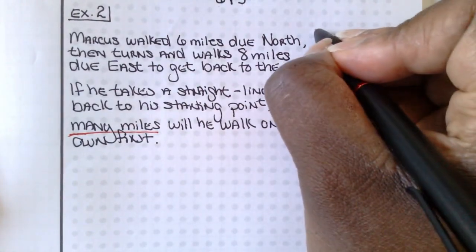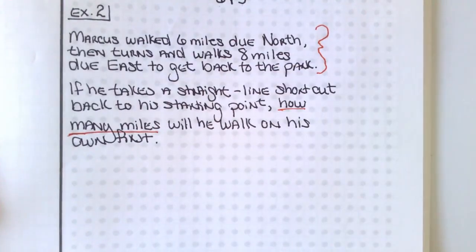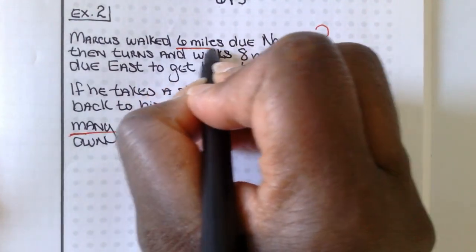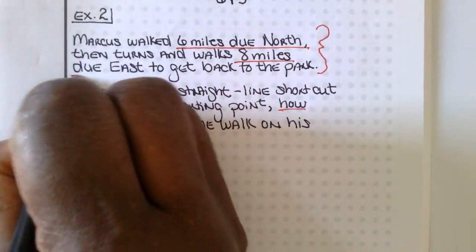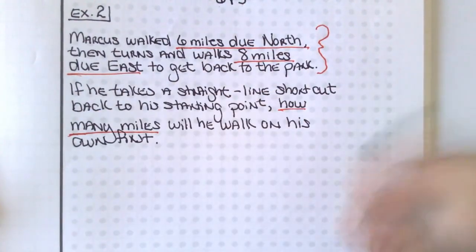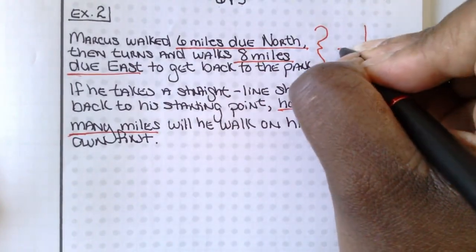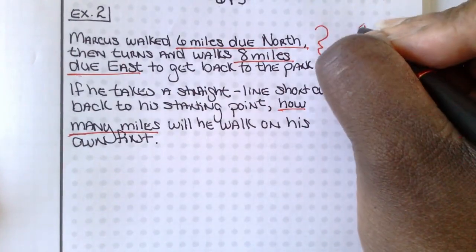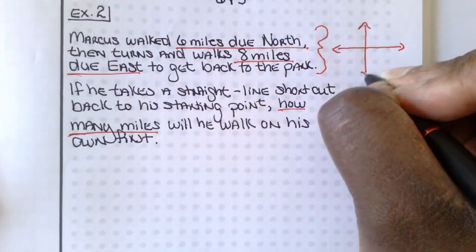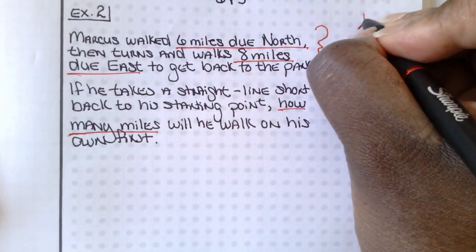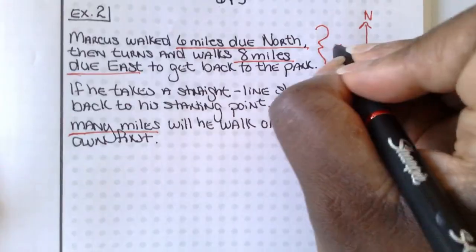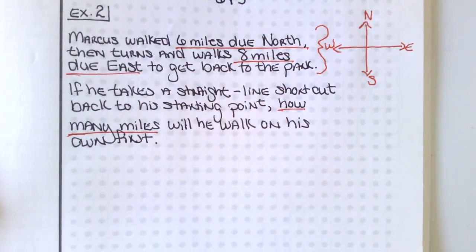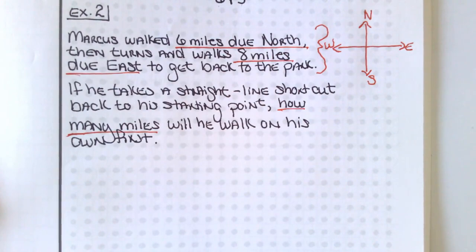But they gave us a directive. They said 6 miles due north, then he walks 8 miles due east. So first thing, we need to know our direction. And if you're going to be like, Audrey, seriously? Yes. Especially this last year, yes. A lot of our students do not know their north, south, east, and west. Sad, but true.